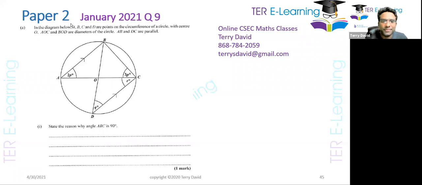In the diagram below, A, B, C, D are points on the circumference of a circle. So we have points A, B, C, and D on the circumference of a circle with center O. They said AOC is a diameter and BOD is a diameter, and we can see that from the diagram. Now, it asks us to state the reason why ABC is 90 degrees. ABC is this angle here, and they're saying that that is 90 degrees. That's one of the rules when it comes to circle geometry.